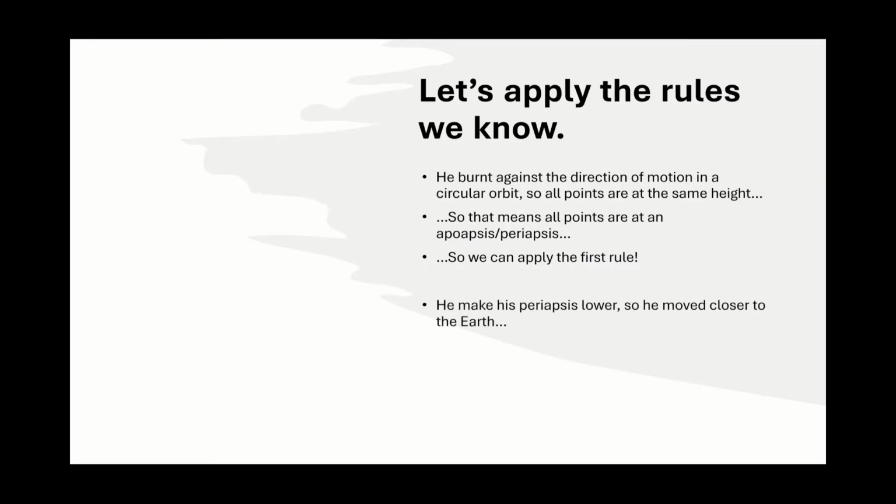Now, as he seemingly drifted towards the Titan II booster, we can explain his downward motion as his periapsis was lower, so therefore he was starting to move lower and closer to the Earth. But then there's also another rule we can apply here. He was moving faster relative to the surface as he got closer to the planet from rule 2. So he started to move faster than the Titan II booster, which was behind him, which explains him moving away.